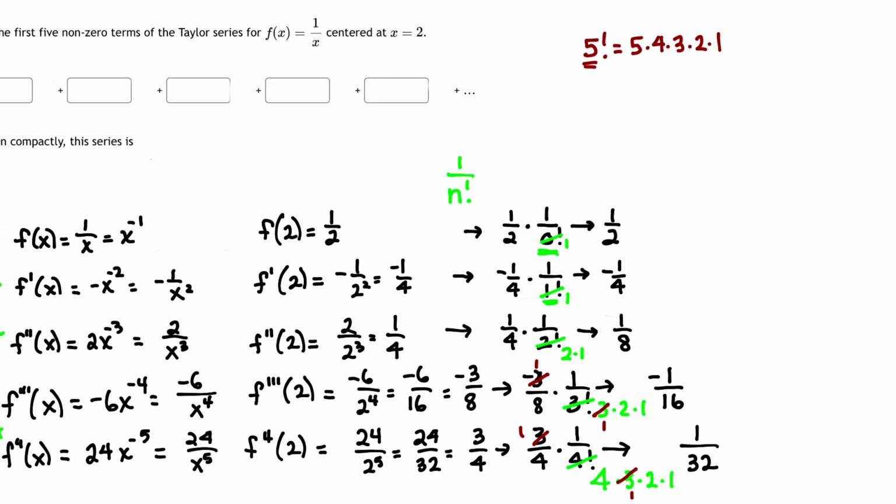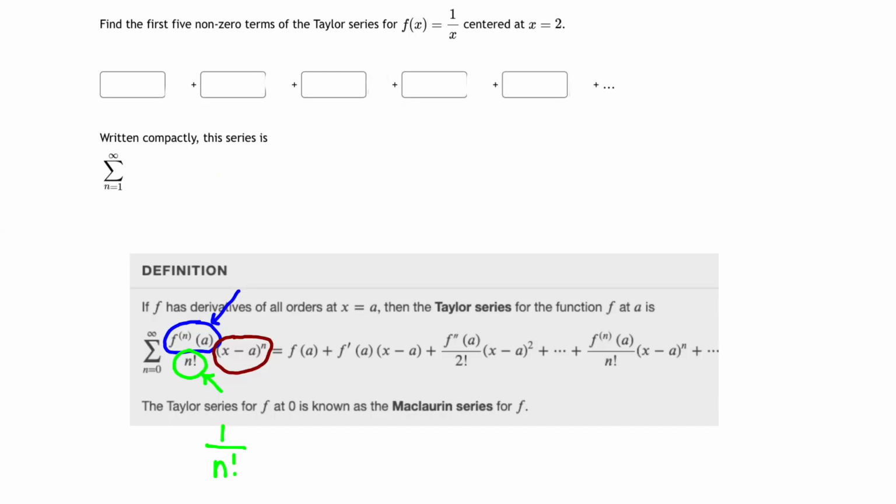Okay, so those are our coefficients. That's the second piece, the factorial piece. But let's go back to our actual Taylor series again. So we've looked first of all at our derivatives. That was the first piece. Now we've computed our factorials. That was the second piece. And the last piece to creating a Taylor series is the actual polynomial piece, which is x minus a to the n. Remember, we're centering at 2, so we're going to have x minus 2 to the nth power for each term, depending on what n is.